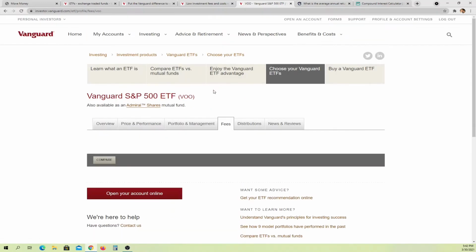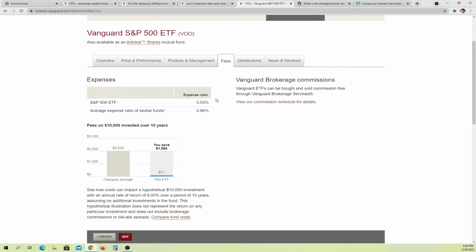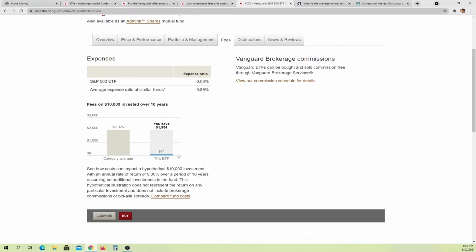And back to the fees here. The Vanguard fund right here, over the past 10 years, if you had invested $10,000, would only cost you $71 in expense ratios. Your expense ratio is 0.03%. The average expense ratio is 0.89%, which would be the other brokerage firms. That's why I recommend Vanguard for ETFs.